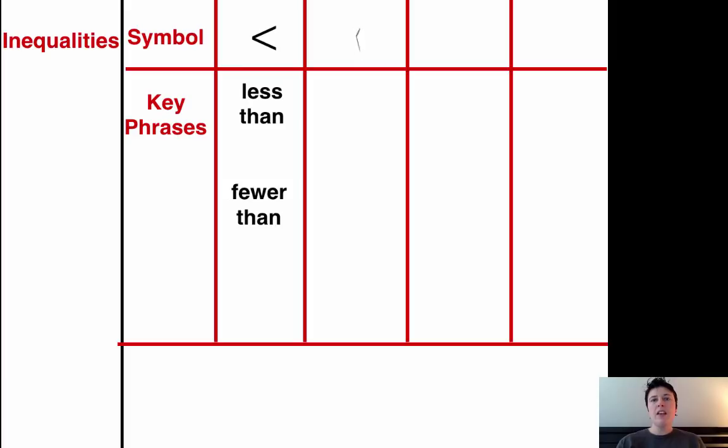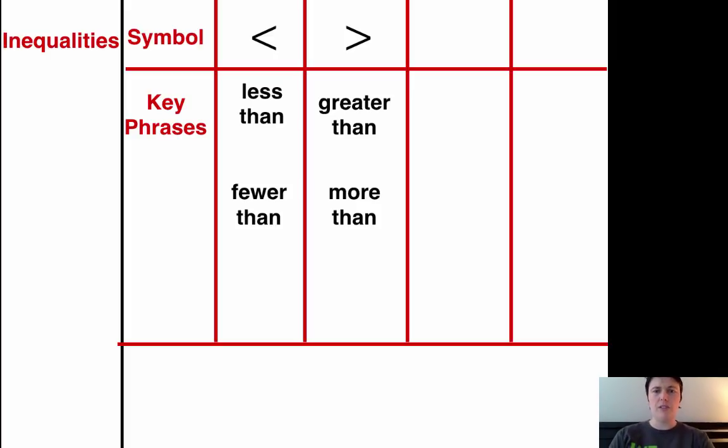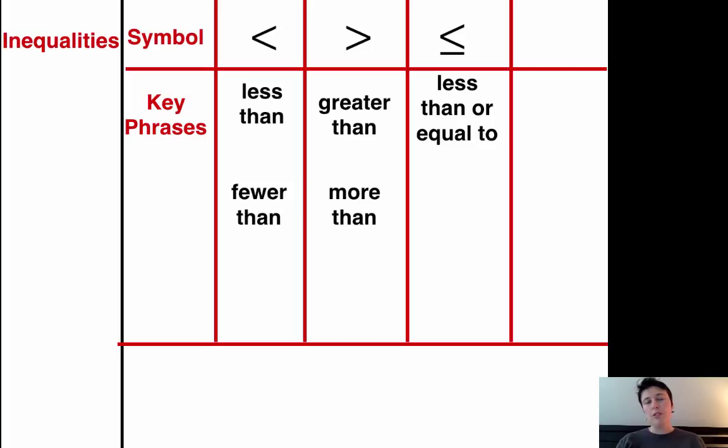I'm hoping. The second symbol is the opposite of this. It's the greater than symbol. And another key phrase you might hear is the words more than. So again, pause the video if this is a little too fast to write it all down, but more than is another way of saying greater than. So that's a key phrase. And then here's our third symbol. It's basically the less than symbol with a line underneath, which represents an equal sign. So it's less than or equal to.